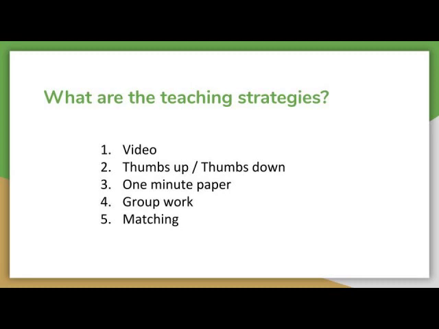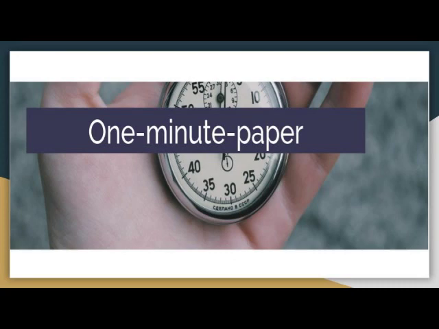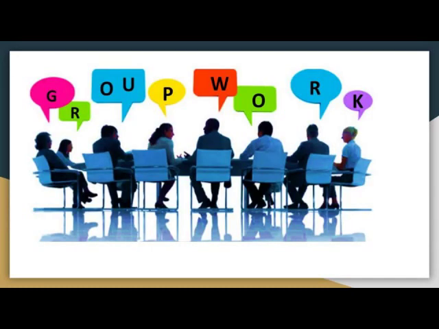So the first one is video. I'm going to show them a quick video, and then relate the first video to the first objective. And then afterwards, I'm going to do a thumbs up, thumbs down teaching strategy, and then link that to the second objective. And then of course link in the 1-minute paper to the third objective, and so on. As you can see, I have listed 5 objectives and I have 5 teaching strategies also.